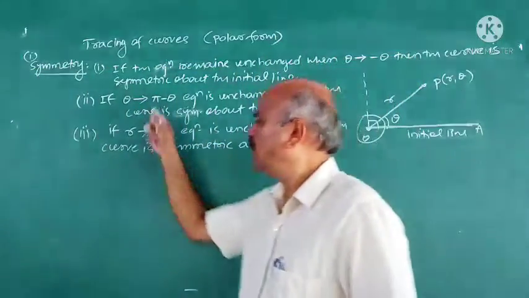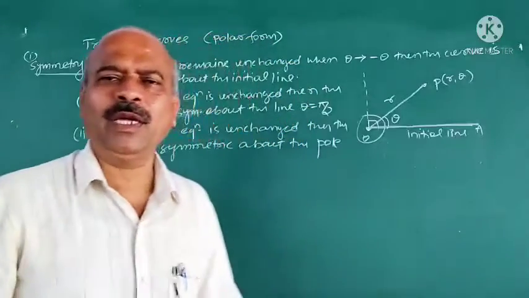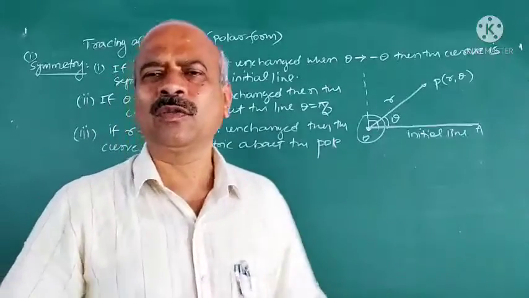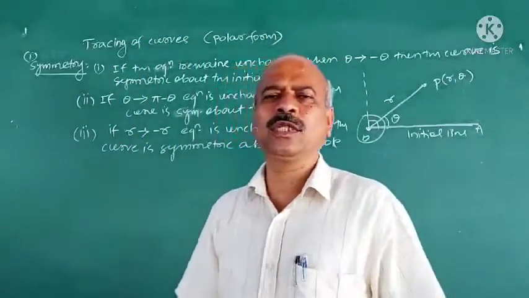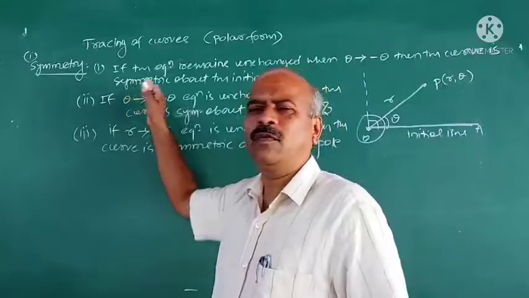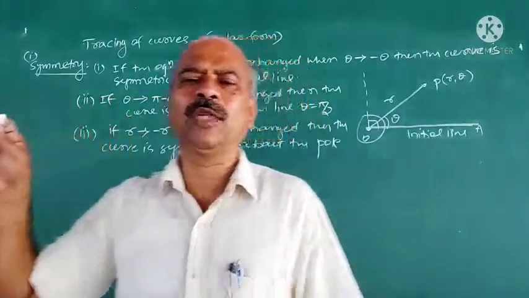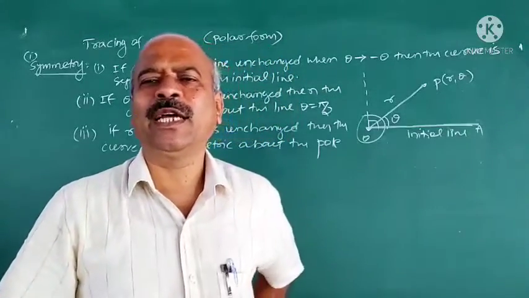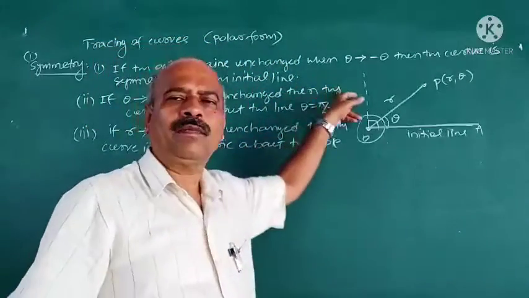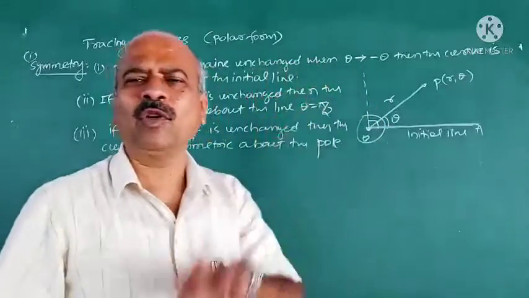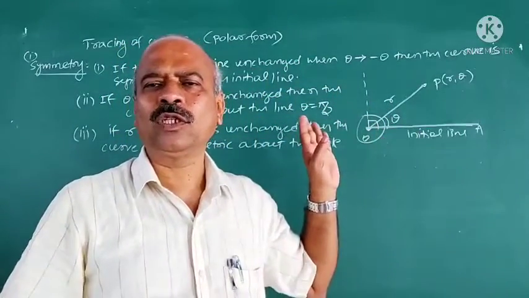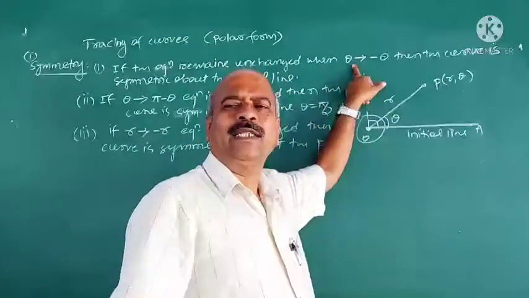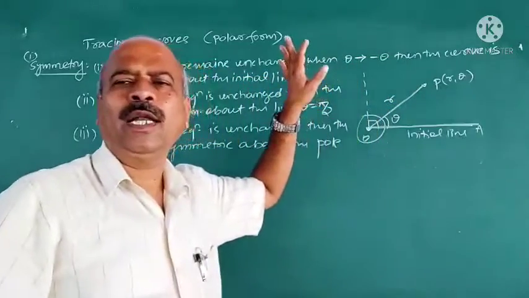Now you know that your examination may be through MCQ. These three concepts can be converted into MCQ questions. How to make this MCQ question? Suppose the equation of the curve is in polar form, then the curve is symmetric about the initial line if, and 4 choices will be given. If you know when the curve is symmetric about the initial line, then only you can answer that question. When the curve is symmetric about the initial line, if theta is changed to minus theta, the equation must be unaltered.